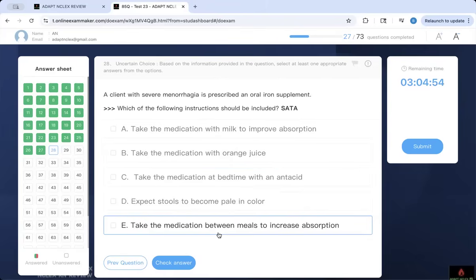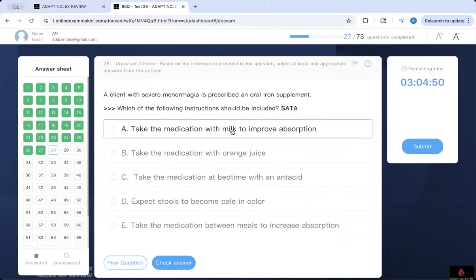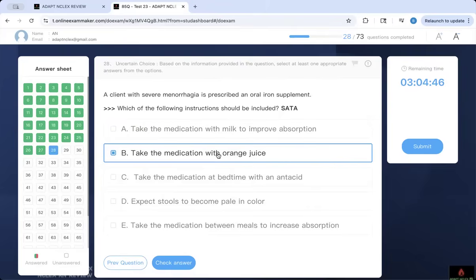Which one were your answers? Put down in the comment. But no milk with iron. You should take it with orange juice. Antacid, stay away from iron, it affects absorption. Your stool is not going to be pale. It's going to be what? Brown, right? It's going to be red, a little bit dark red.